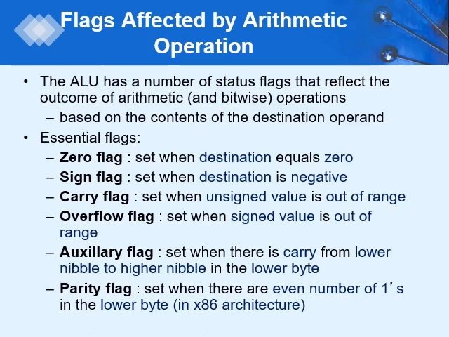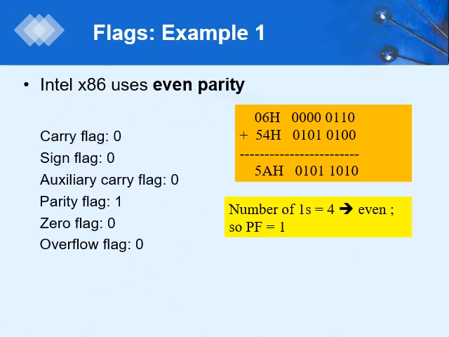This slide explains the flags affected by arithmetic operations, such as zero, sign, carry, overflow, auxiliary carry, and parity flag. Let's look at one example. We have two numbers, 06 plus 654 in hexadecimal. We convert these two numbers into binary numbers. One hexadecimal digit is equivalent to 4 binary digits, and we do the normal addition. From the LSB, from the right, we add: 0 plus 0 equals 0, 1 plus 0 is 1, 1 plus 1 is 0 and we have a carry, and 1 plus 0 is 1. Please continue until the end.